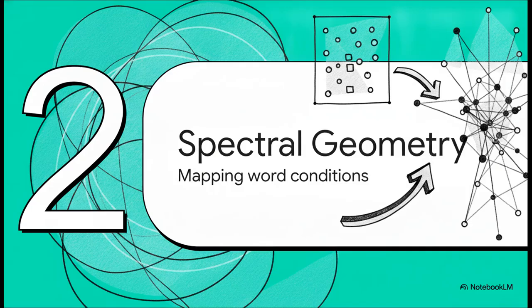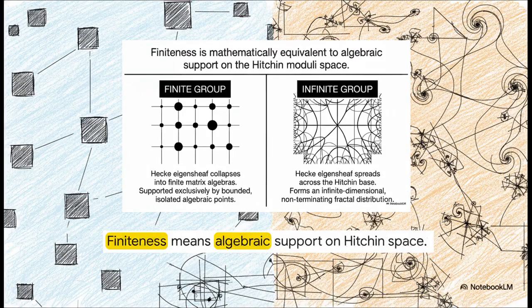Section 2. Words to spectral geometry. In this completely new framework, finiteness is mathematically equivalent to algebraic support on the Hitchin moduli space. Think about it structurally. A finite group neatly collapses into a finite direct sum of matrix algebras. Those are represented by isolated bounded algebraic points. But what if the group is infinite? Well, it just spreads endlessly. It forms an infinite-dimensional, non-terminating fractal distribution straight across the Hitchin base.